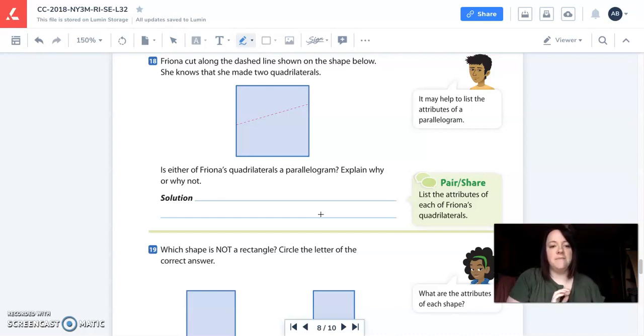Fiona cut along the dashed line to show the shape below. She knows that she made 2 quadrilaterals. Is either of Fiona's quadrilaterals a parallelogram? Explain why or why not.